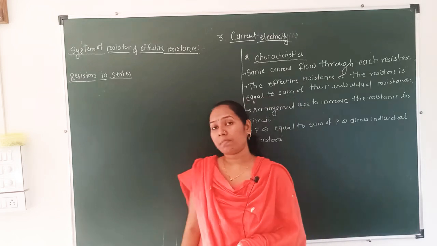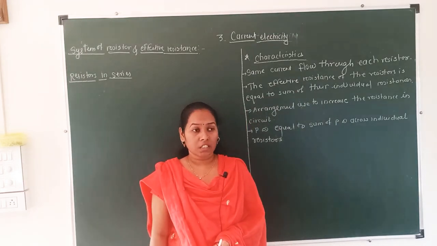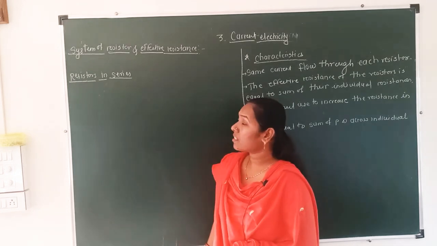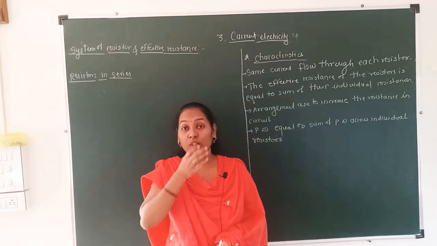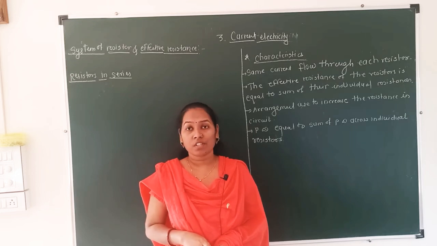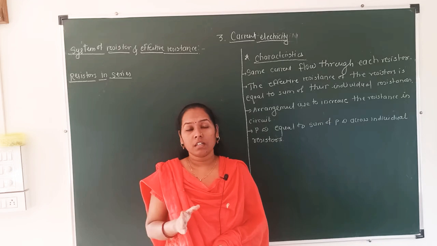All of you know what is meant by resistance. Resistance is the capacity of a conductor to oppose the flow of current. And there are mainly two systems for resistors. First of all, I want to tell you the meaning of a resistor. A resistor is a substance having a specific resistance. That one is known as a resistor.